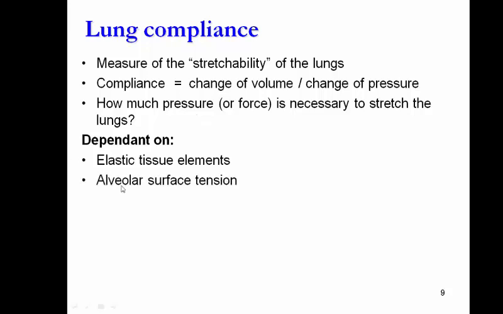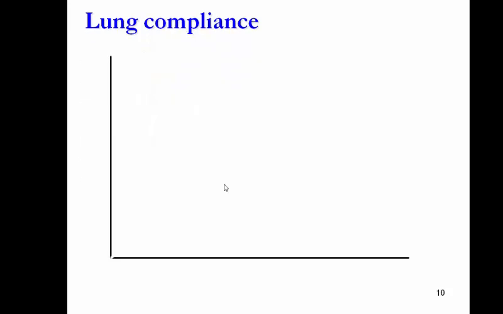The alveolar surface tension, which is loosened up by the secretion of surfactant by type 2 pneumocytes, will also be a very important factor in ensuring that the alveoli will be able to stretch. Without an adequate amount of surfactant, that phospholipid, the alveoli will be very tightly held together, they won't be able to stretch, and we won't be able to engage in respiration.